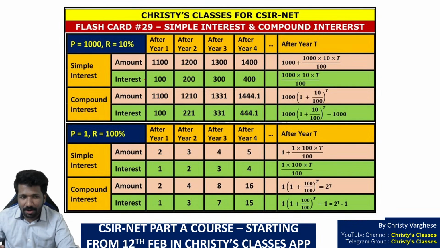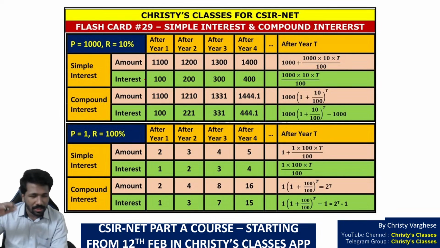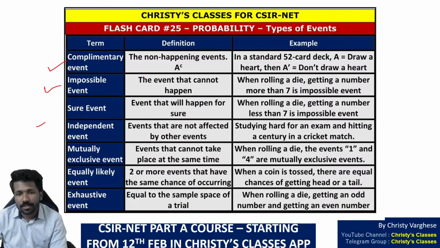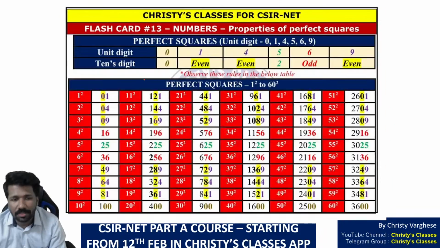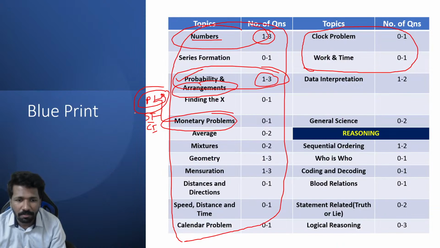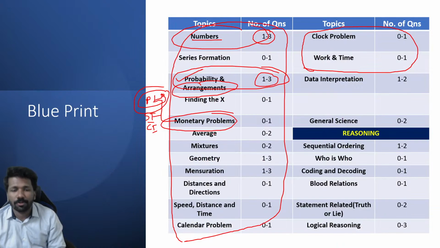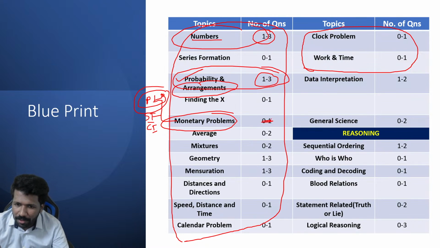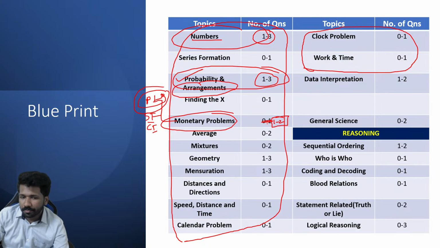So this is the basic concept behind simple interest, compound interest. We will discuss this in detail in the new complete course. So that is about simple interest, compound interest and profit loss discount, that is, monetary problems. One question normally comes. In the last few years also, minimum one question comes. It is not 0 to 1. In the last 4-5 years it is 1 to 2 questions from this chapter.